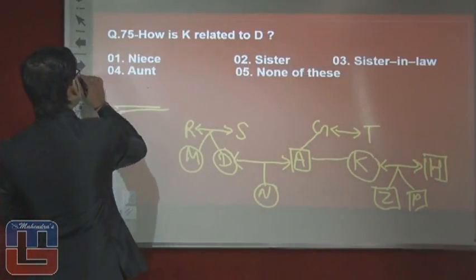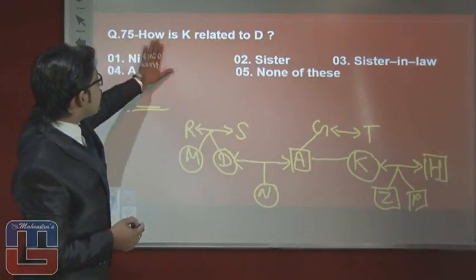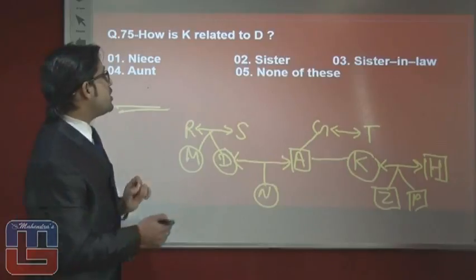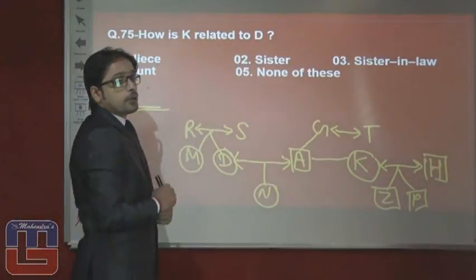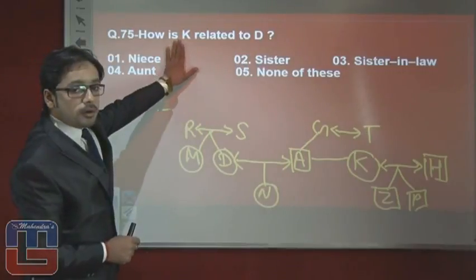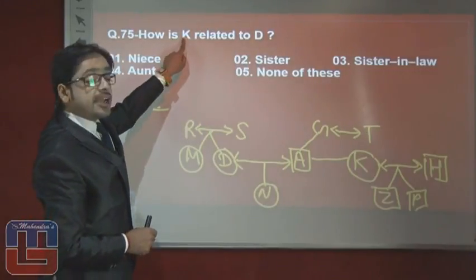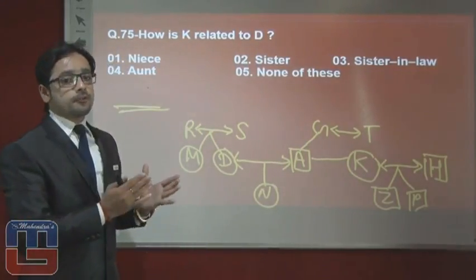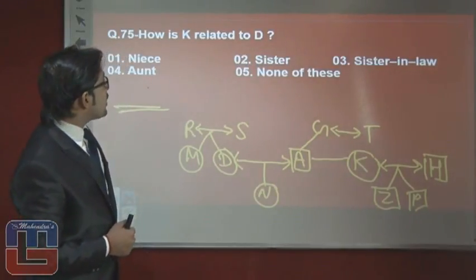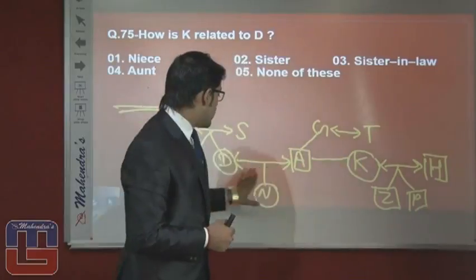Let's proceed towards the next question. They want to know how K is related to D. Each time you have to answer for the first member. If K is a female, then the answer will be female. If K is a male, then the answer will be related to a male member. Now you can check how K is related to D.